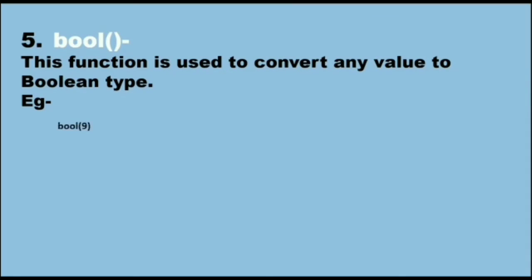Bool 9. 9 is considered true, so it will result into true. Bool 0, it is considered false, so it will result into false. In the same way, 1 plus 2j, this is a complex number, true, so it will result into true. Bool of a blank string will result into false.